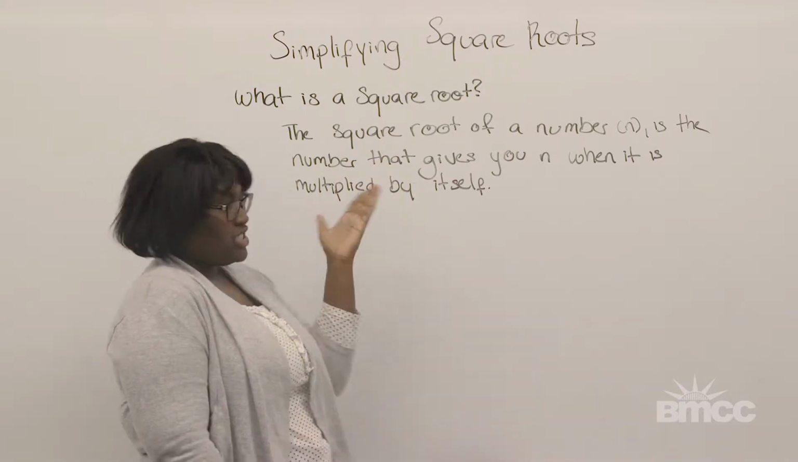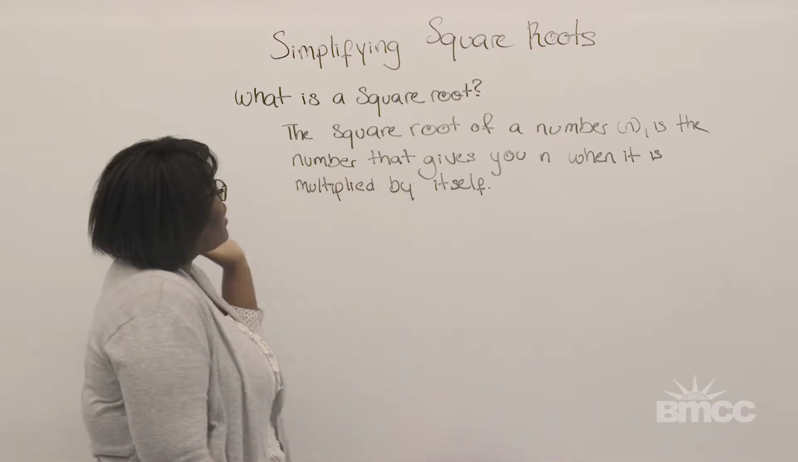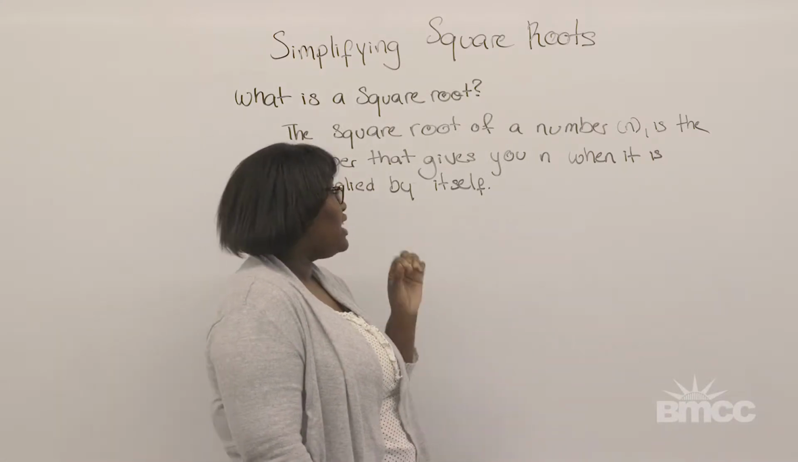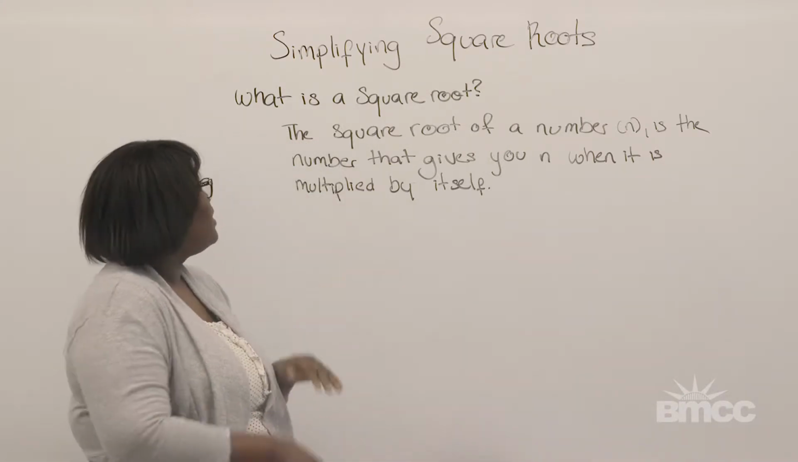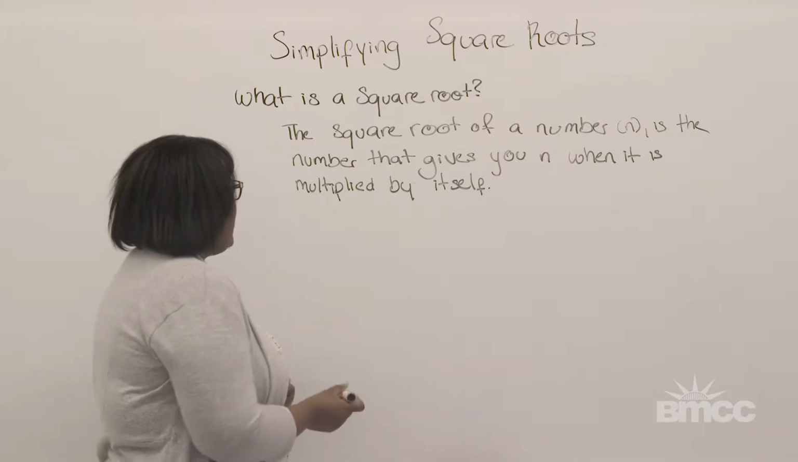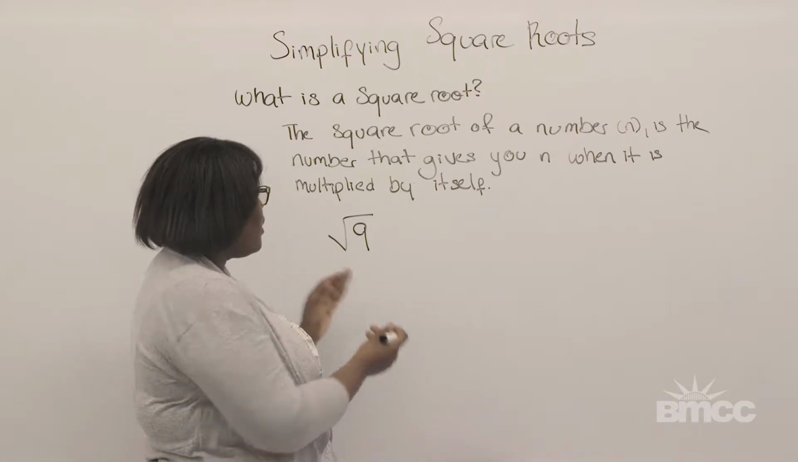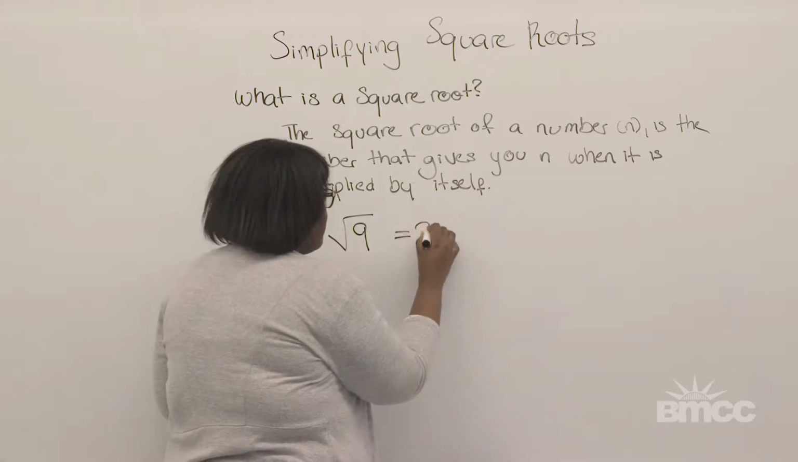Now, what is a square root? The square root of a number n is the number that gives you n when it is multiplied by itself. So for instance, we have the square root of 9. Now, the square root of 9 is 3.